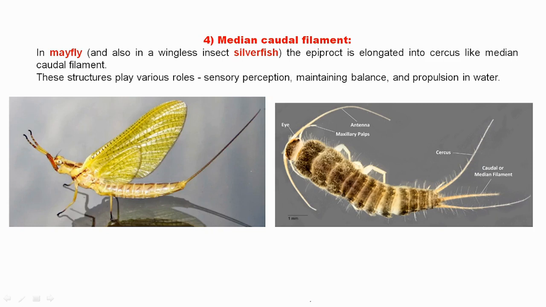Next, median caudal filament. In mayfly, the epiproct, that is, the topmost portion of the 11th abdominal segment, is elongated into a cerci-like median caudal filament, and these structures play various roles such as sensory perception, maintaining balance, and propulsion in water.